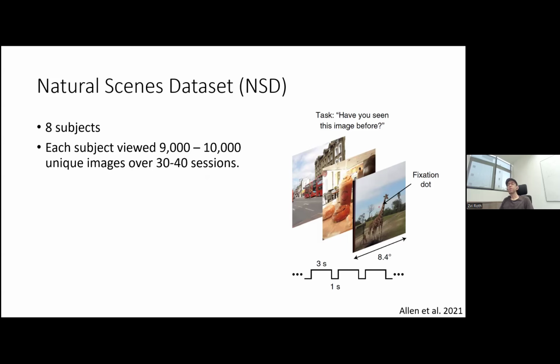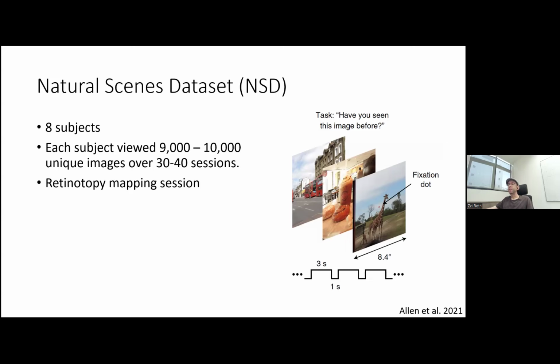And the task was a recognition memory task. Subjects pressed one button if the image was new, if they hadn't seen it before in this experiment, and a second button if the image was not new, if they had seen it before in the experiment, either in the current session or in a previous one. And there was also a separate session for retinotopy mapping.